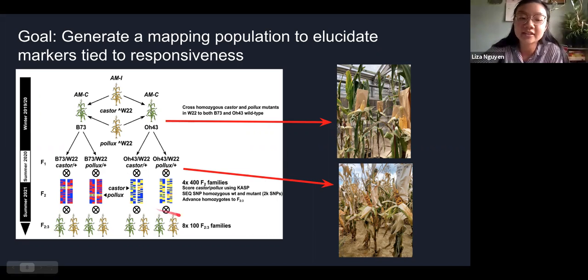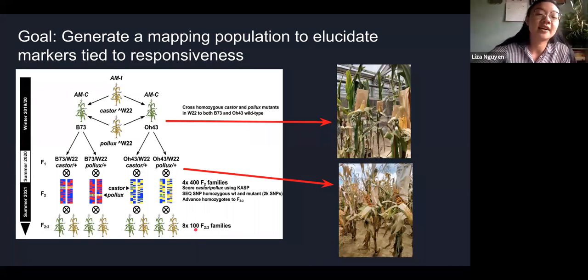So I'm hoping to hit 800 F23 families, which means I really want to be able to identify about 1,600 homozygous wild type and mutant plants in order to ensure that I get enough of them.